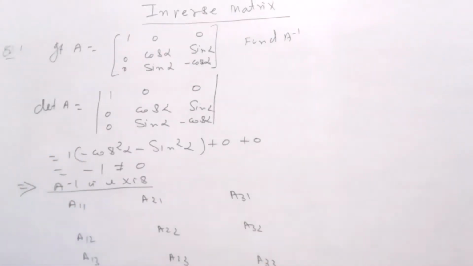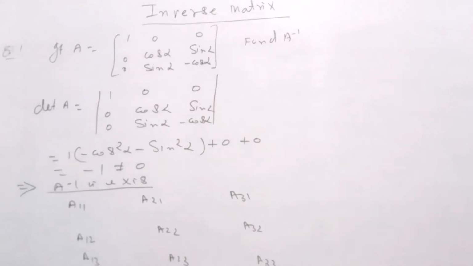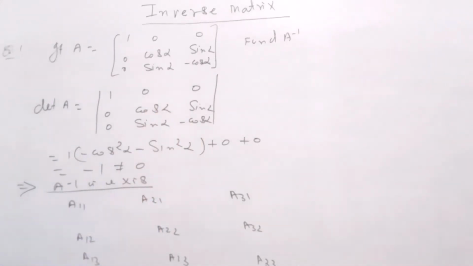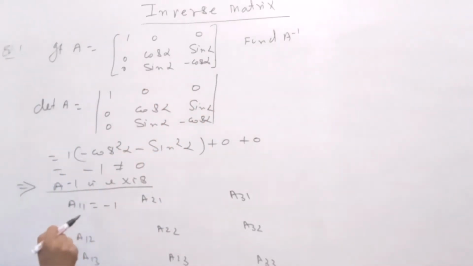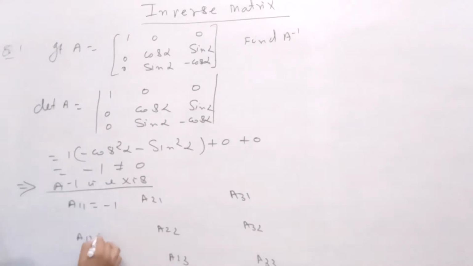Now, by deleting the first row and the first column, we get this into this minus cos square alpha minus sin square alpha. This is equal to -1. Now, by deleting the first row and second column, this into this, 0 into this, that is equal to 0. Similarly, this is also equal to 0.